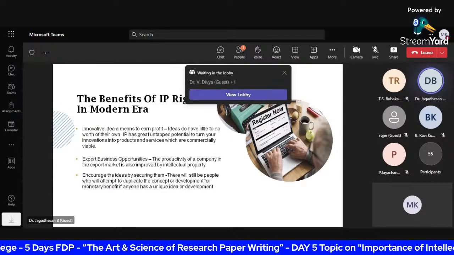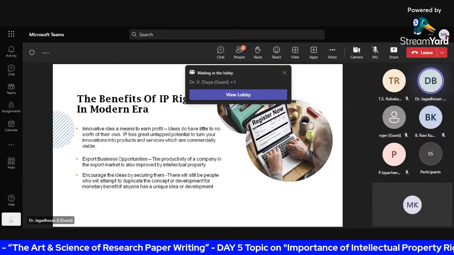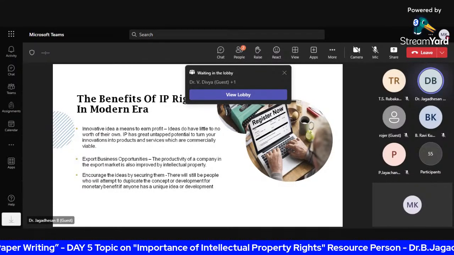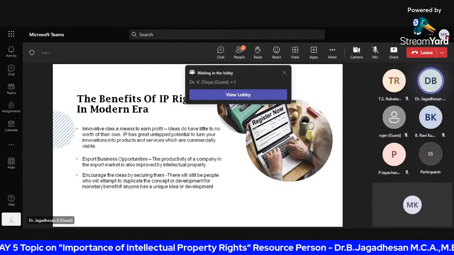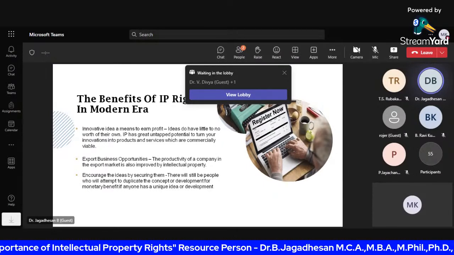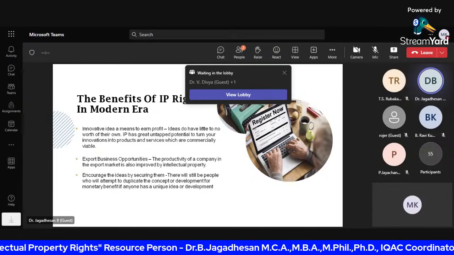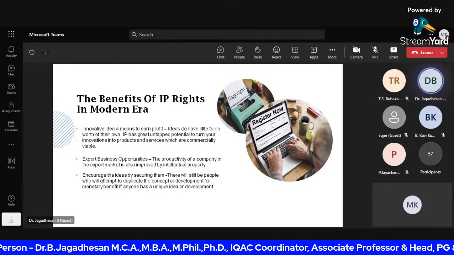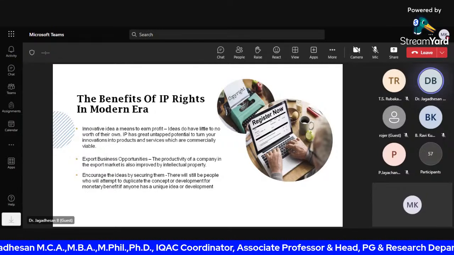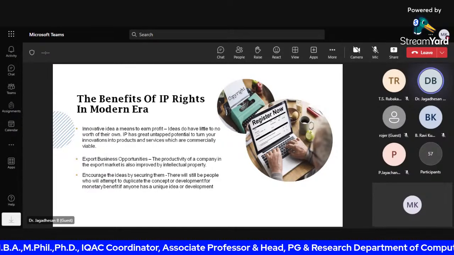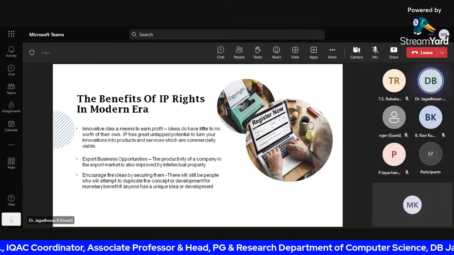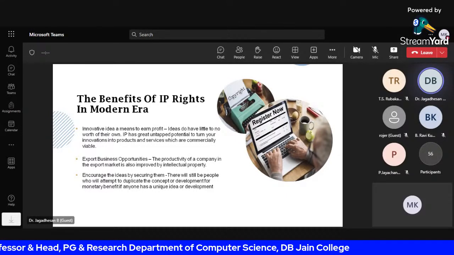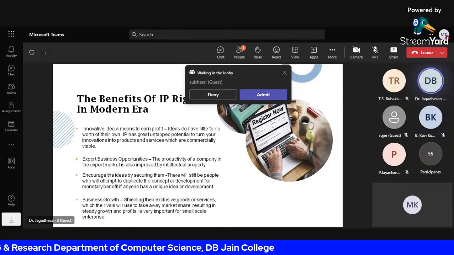So it is one of the export business opportunities, and it encourages ideas by securing them. There will still be people who will attempt to duplicate the concept or development for monetary benefit if anyone has a unique idea development. So it is one of the benefits of IPR: a unique idea protected from reproduction, as well as earning profit and enhancing financial benefits and business growth.